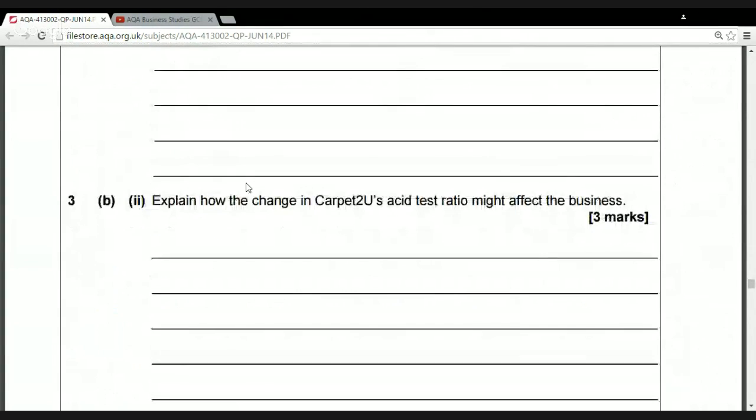Explain how the change in Carpets to You's acid test ratio might affect the business. Now notice this has a little 2i next to it. What that usually means is you have to relate it to the question previously. If you don't relate it to the question previously, you won't get the maximum marks for that.